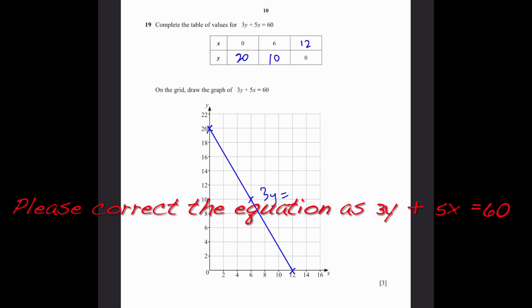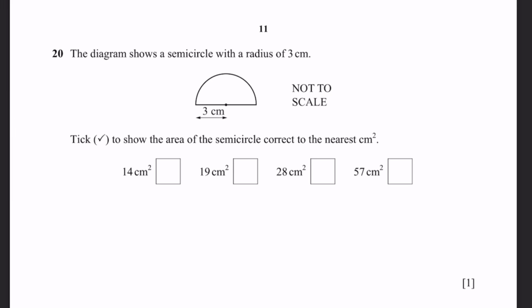Let's just label it. And that's our answer. Question 20. The diagram shows a semicircle with radius 3 centimeters. Take to show the area of the semicircle correct to the nearest centimeter squared. Well, the area will be pi r squared divided by 2. Because there's a semicircle, we have to divide it by 2.